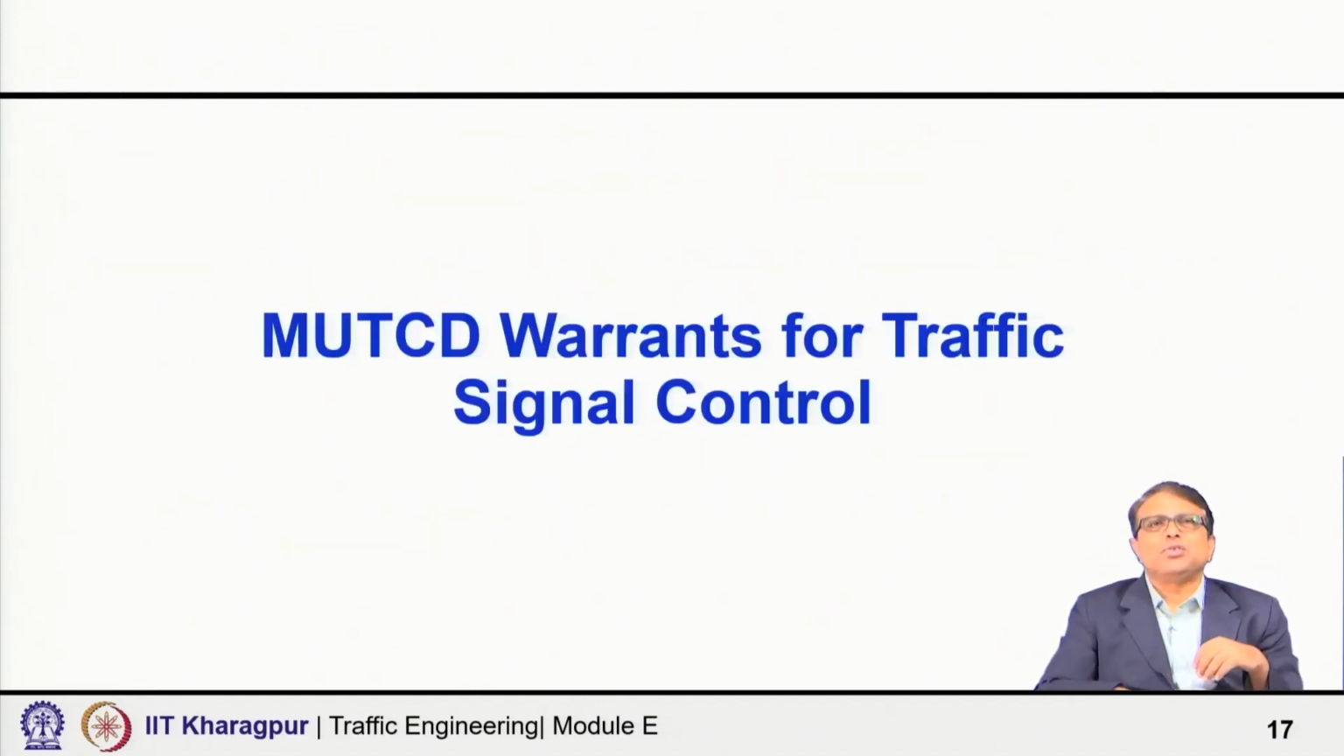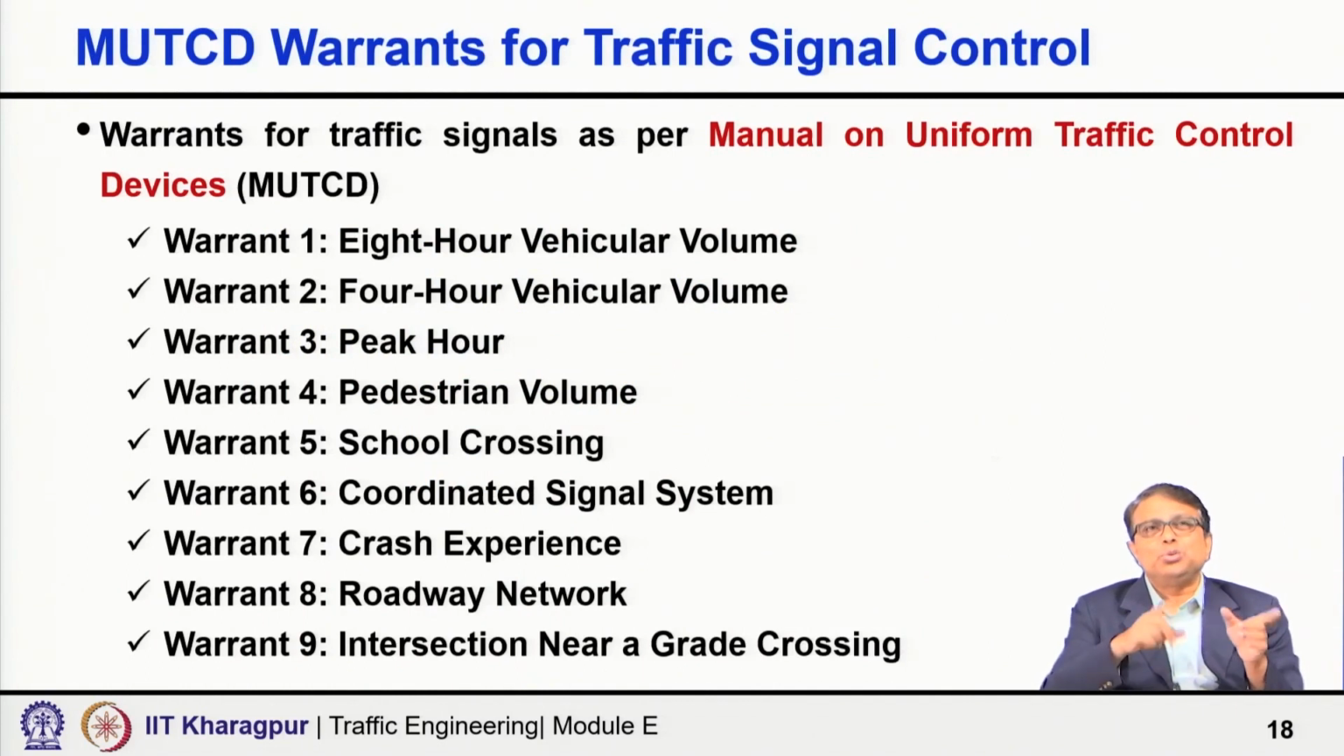So, with all this information, there are several warrants, very popularly known worldwide as MUTCD warrants for traffic signal controls. We can then check these MUTCD warrants. What is MUTCD? It is called the Manual on Uniform Traffic Control Devices. There are as many as 9 warrants based on 8-hour volume, 4-hour volume, and peak hour volume. These are all about traffic.